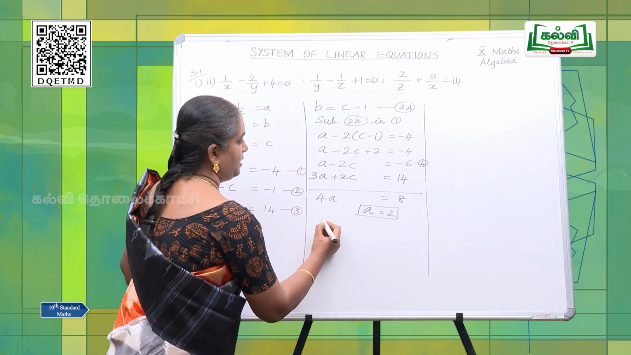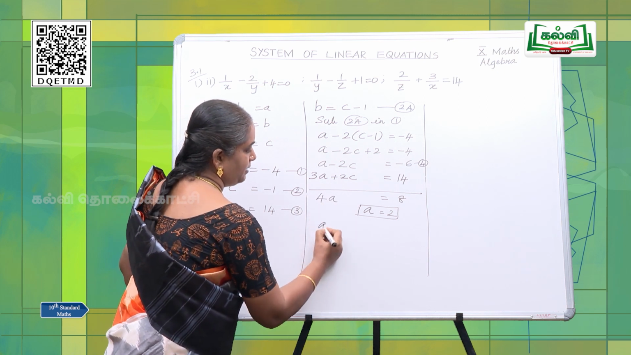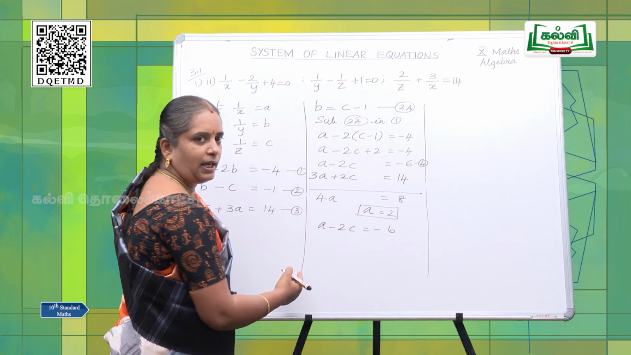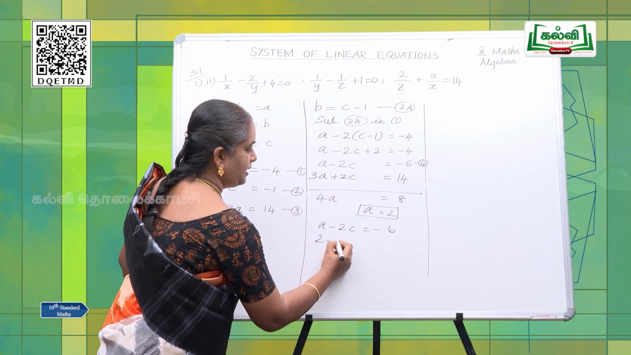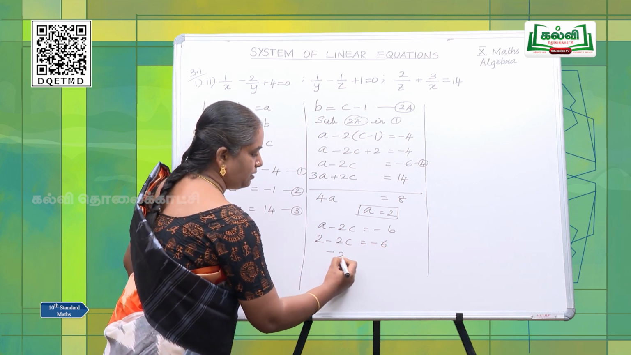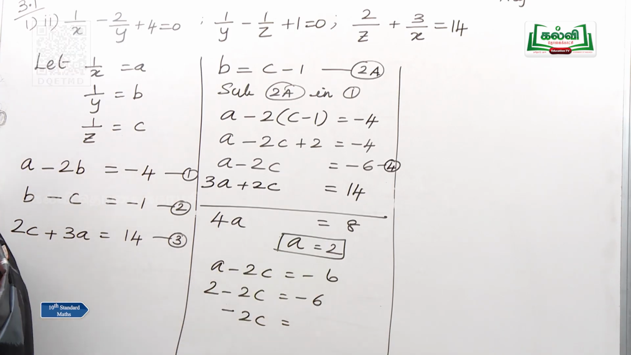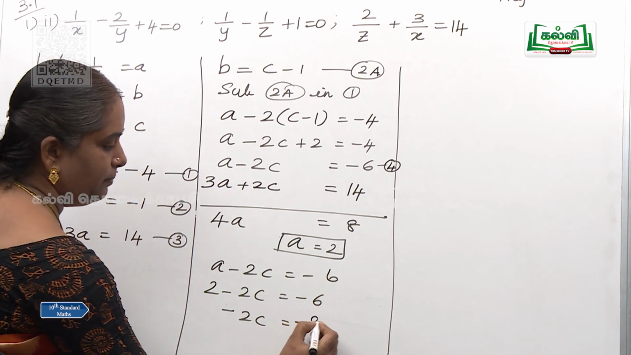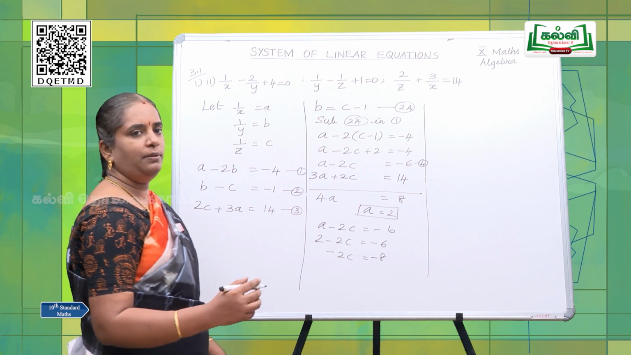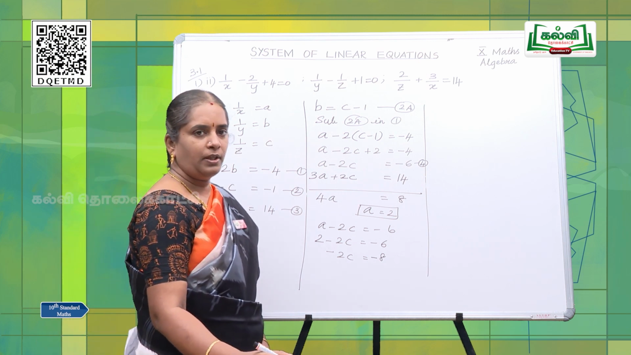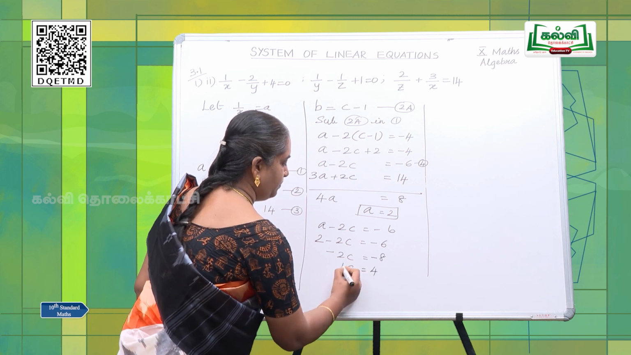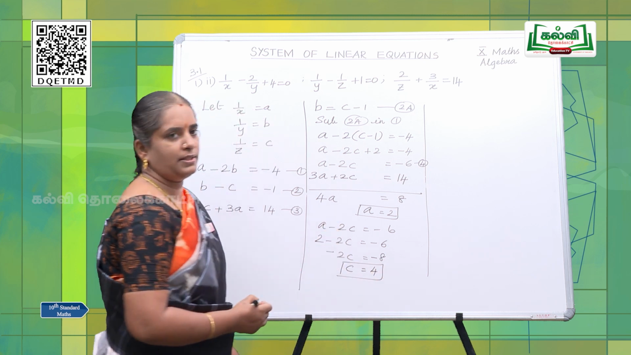The 4th equation is a minus 2c is equal to minus 6. Substitute a as 2. So, 2 minus 2c is equal to minus 6. Subtracting 2 on both sides, we get minus 2c is equal to minus 8. And we are going to divide by minus 2 on both sides, so c is equal to 4. So, we have got the value of c.